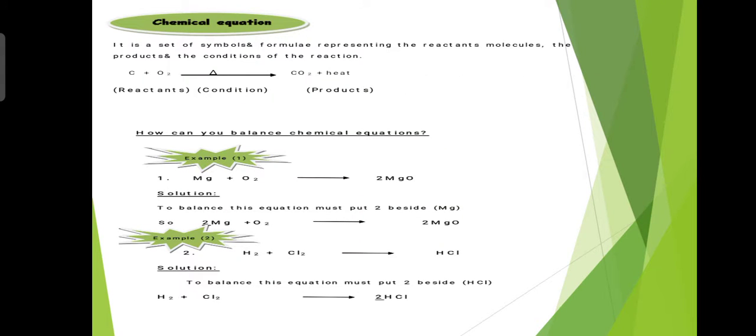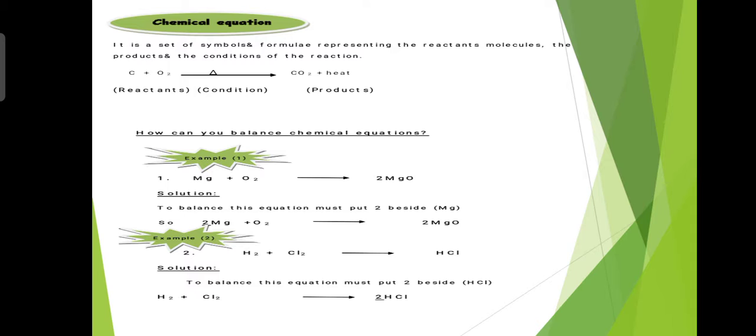Next, what is the meaning of chemical equation? A chemical equation is a set of symbols and formulas that represent reactant molecules and product molecules and the condition of the reaction. For example, C plus O2: C means carbon reacts with oxygen O2 in the presence of heat, producing carbon dioxide plus heat. So C plus O2 are the reactants, heat is the condition, and carbon dioxide is the product.